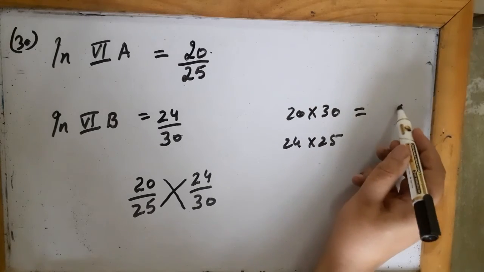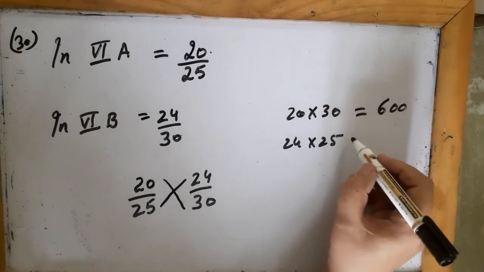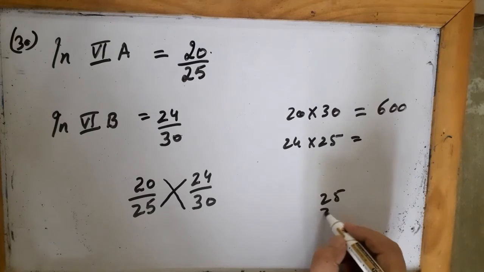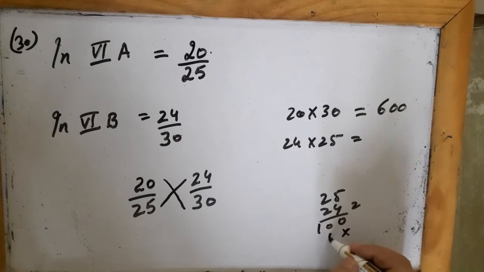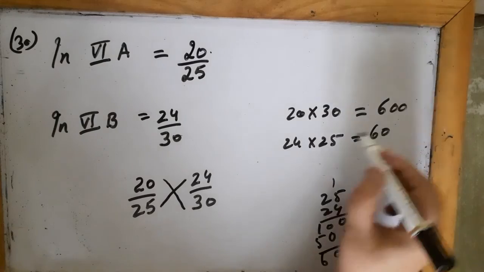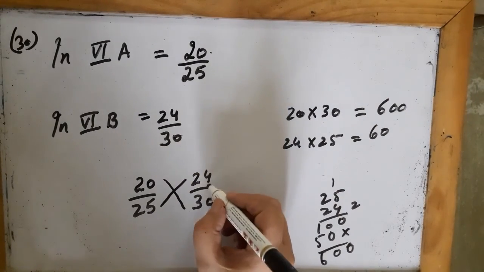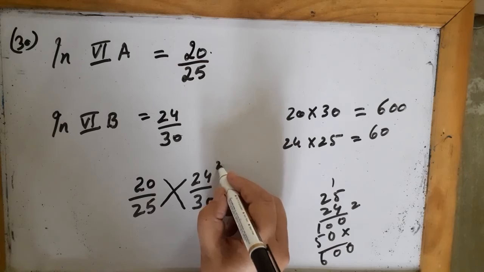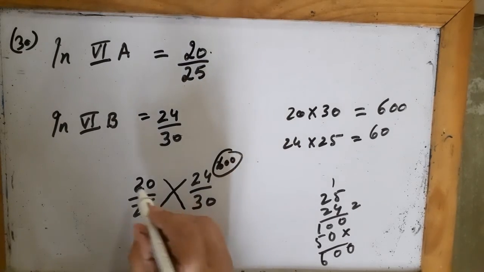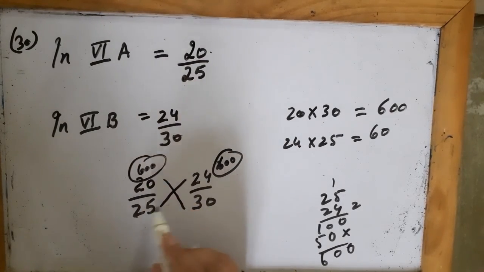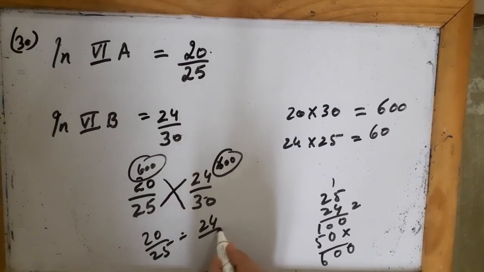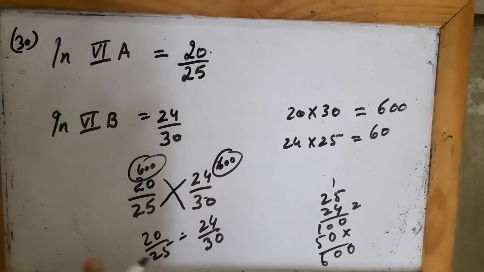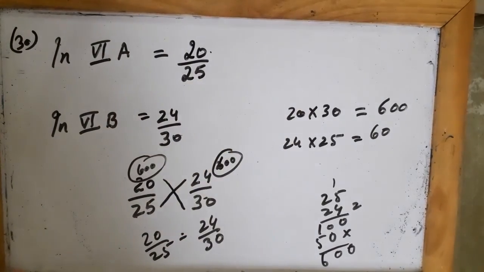So when you multiply these two, you will get 600, and when you multiply 25 and 24, 4 5s are 20, 10 and 50, there also you get 600. So 24 multiplied by 25 also is 600, and 20 multiplied by 30 is 600. So it means both the fractions are equal. So what it means is that both the sections had the same result.